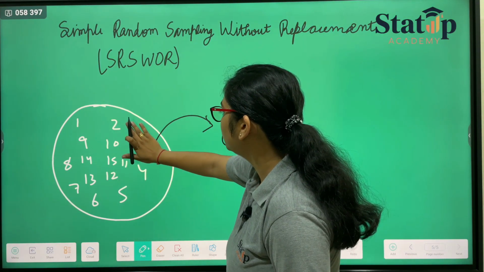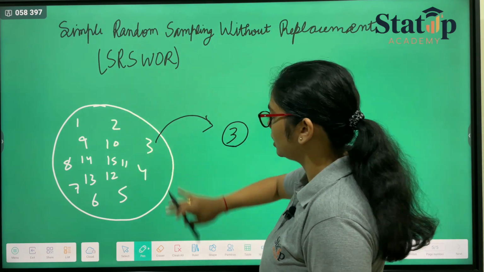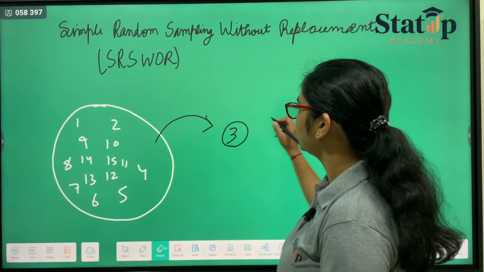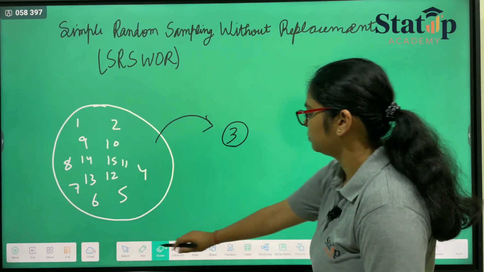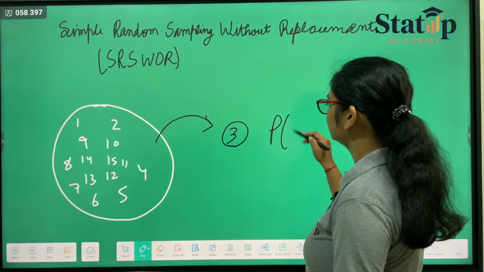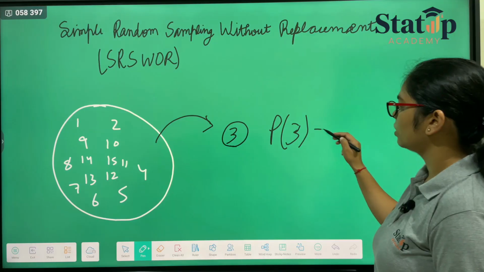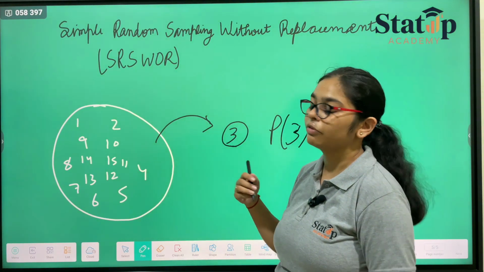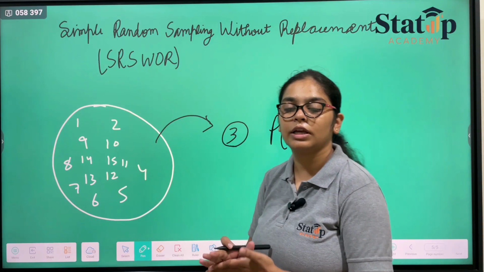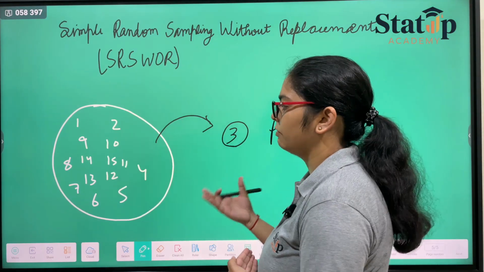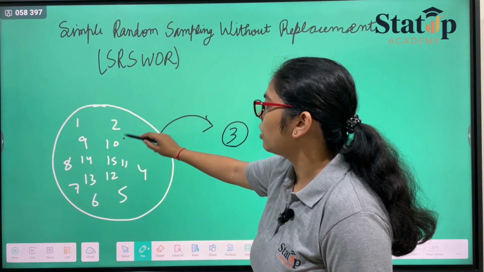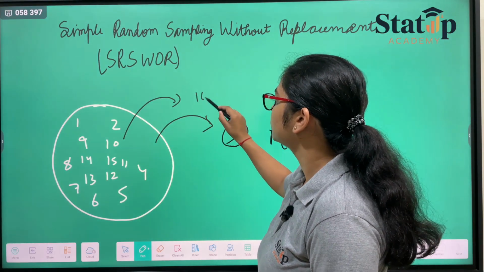Now what do we do? The 3 is taken out, and the probability of selecting 3 was 1 by 15. Now we will not replace this chit, we'll keep it aside, and then we'll shuffle again and take out another chit. So now I take out 10.